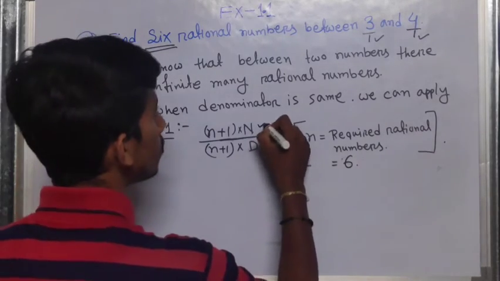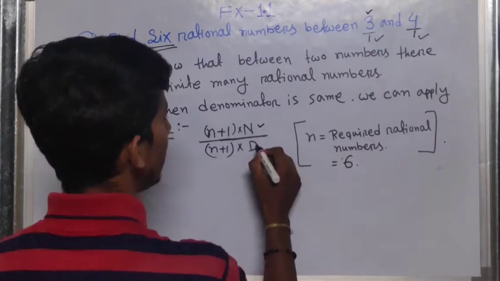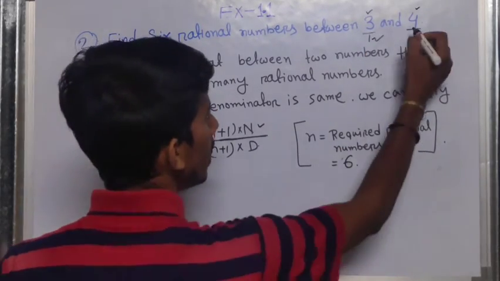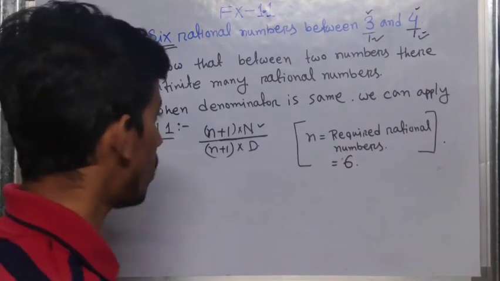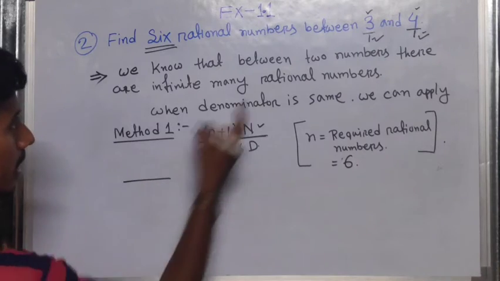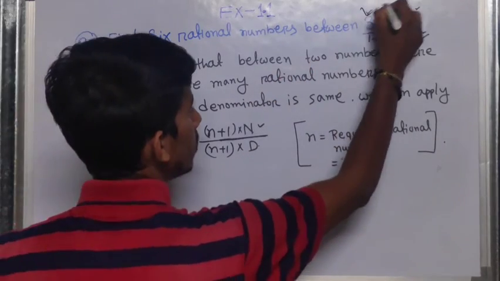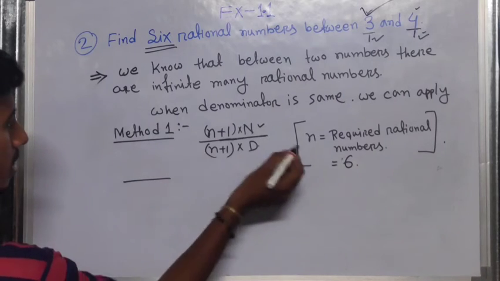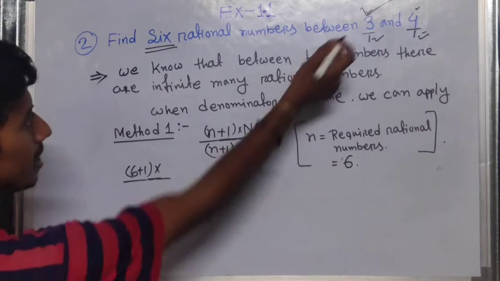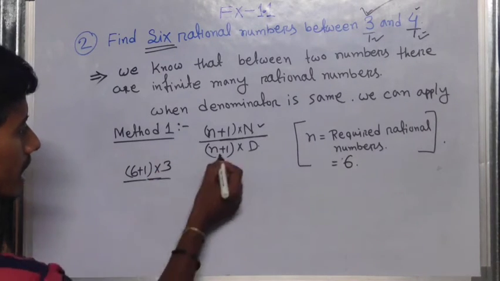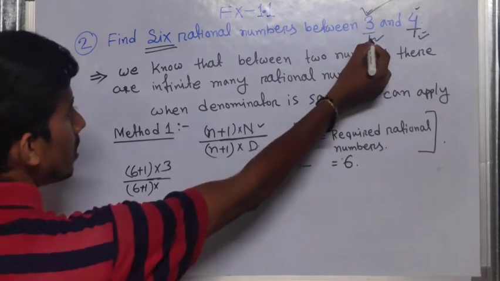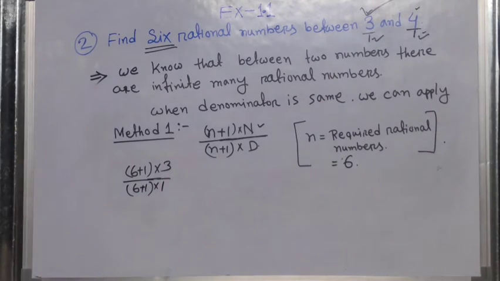Now numerator. The first one, you see, numerator is 3 and denominator is 1. And the second one, numerator is 4 and denominator is 1. So now n plus 1. I'll take the first one. So n is the same, 6 plus 1 into numerator 3. 3 you put here, and then again n plus 1, 6 plus 1 into denominator 1. So put here 1. Okay.